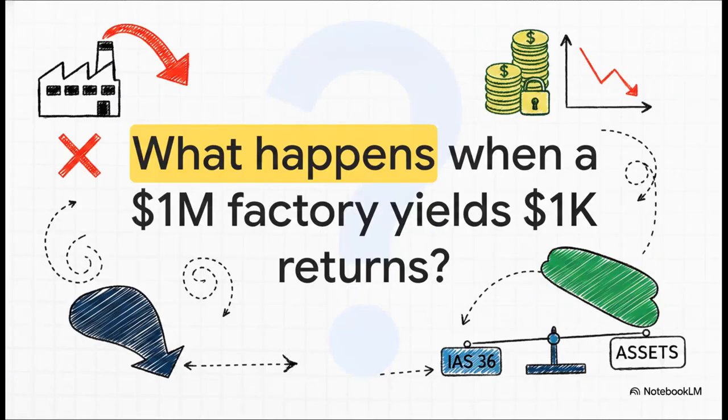Think about it like this. What actually happens when a $1 million factory yields only, say, $1,000 returns? Well, that question gets to the absolute core of why impairment testing even exists. Overstating assets completely misleads investors, creditors, the whole market. So we need a strict mechanism to drag those overly optimistic values back down to economic reality. And that is exactly what IAS 36 does.